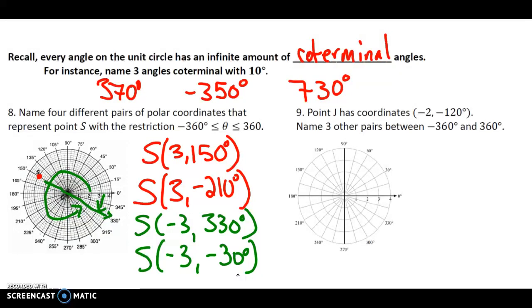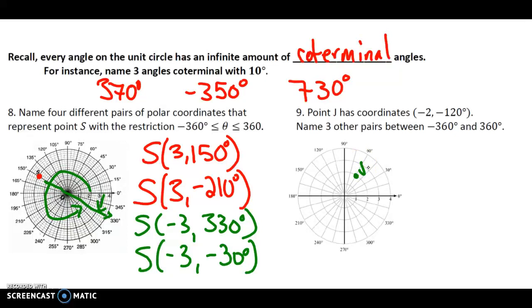For number 9, it gives you the point negative 2, negative 120 degrees. So I have to plot my point. I need to find negative 120, which would be here, and count 2 rings. 1, 2. Sorry. Count backwards 2 rings from 120. 1, 2. Here is point J.